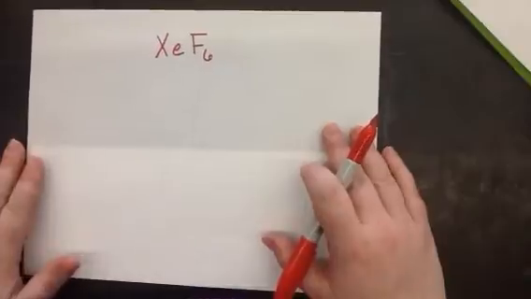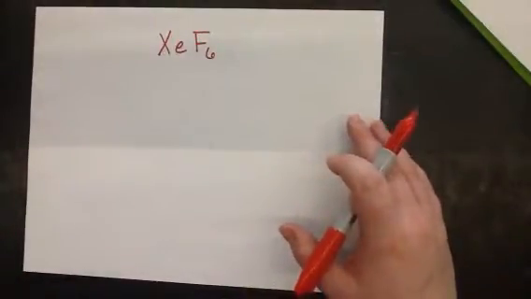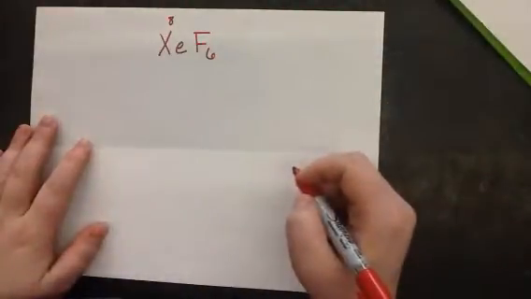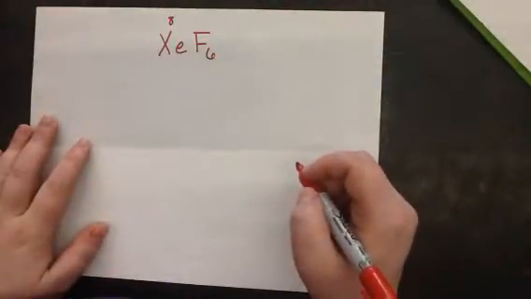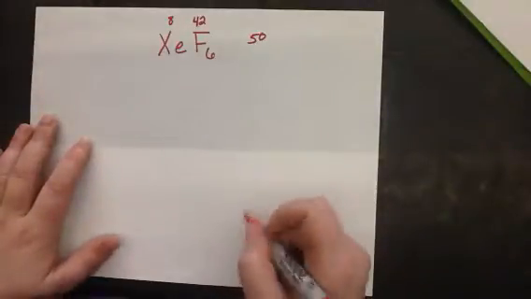All right, and XeF6. Again, if you see a noble gas in a compound, that should be a dead giveaway that something is going to be a little different here. So xenon, again, has 8 valence electrons. Fluorine has 7, but there are 6 of them. 7 times 6 gives us 42 electrons, so we have a total of 50 electrons to work with.